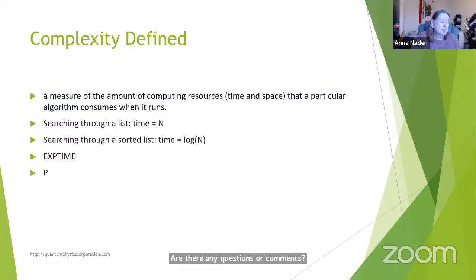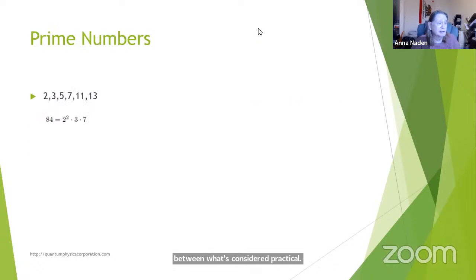Okay, well, as I've been saying, breaking public key encryption is exponential in the amount of time. Of course, exponential is like 1, 10, 100, 1,000, 10,000. It grows very fast. And on a quantum computer, it's polynomial time. And that's where the division is made between what's considered practical and what's considered impractical.